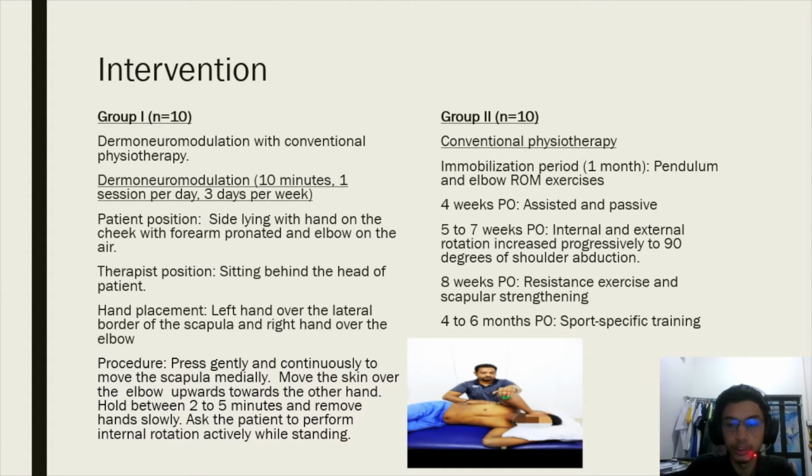Next is the conventional physiotherapy for both groups. First, there is an immobilization period for 1 month. Only pendulum and elbow ROM exercises are permitted. Next is 4 weeks post-op, assistive and passive exercise. 5 to 7 weeks post-op, internal and external rotation increase progressively to 90 degrees of shoulder abduction, and 8 weeks post-op, resistance exercise and scapular strengthening, and finally 4 to 6 months post-op, sport-specific training.